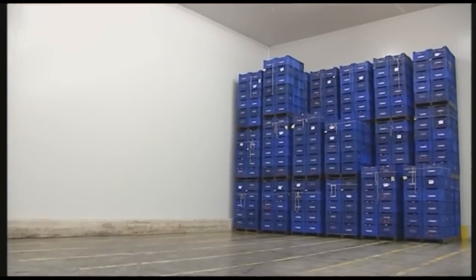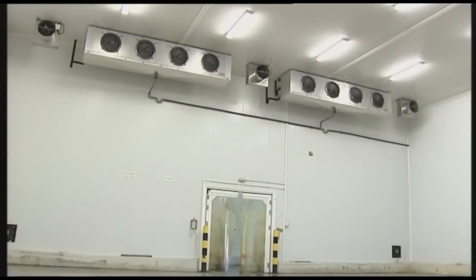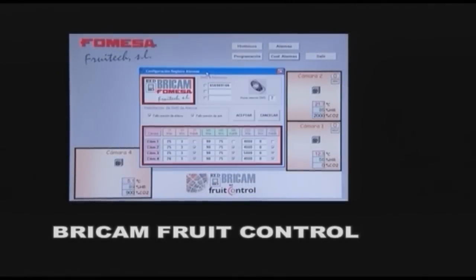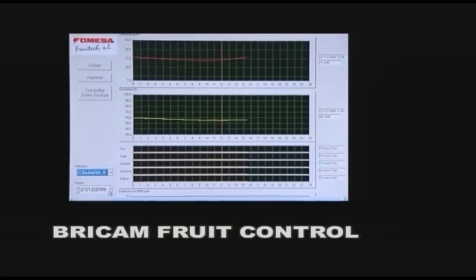The fruit awaiting processing is stored in the cold rooms. The cold rooms are controlled by computer systems which permit the separate monitoring of humidity, temperature, and carbon dioxide levels, thereby generating reports on overall processes.